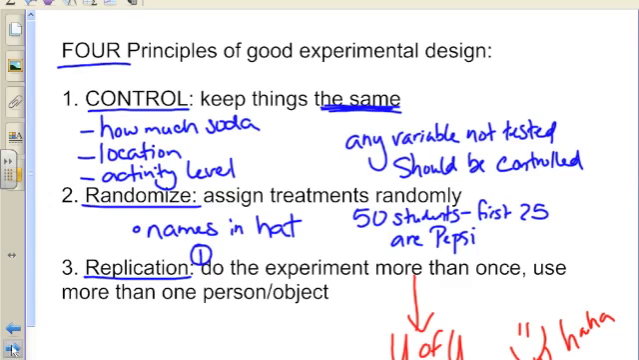The other way that we talk about replication is that we do need to use more than one person or object in our experiment. So make sure an experiment is not just two people, one to drink Pepsi and one to not drink Pepsi. Okay, we need to involve multiple people for our results to be valid. All right, we'll continue our discussion of experiments in the next video.